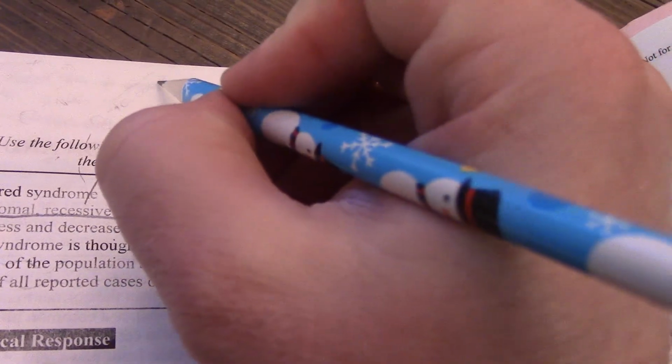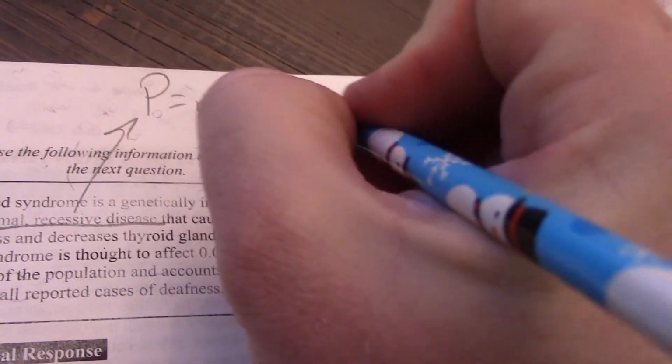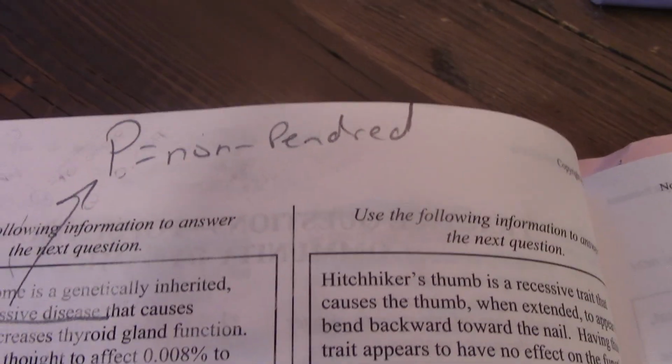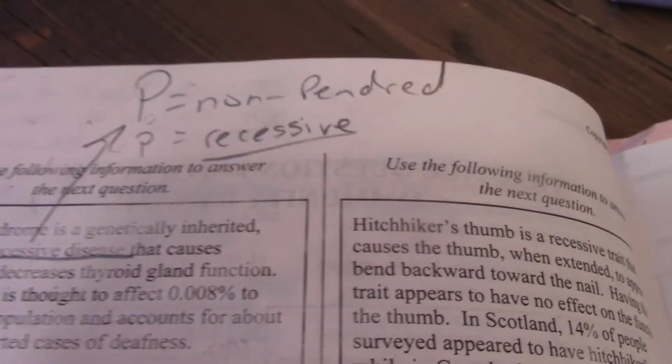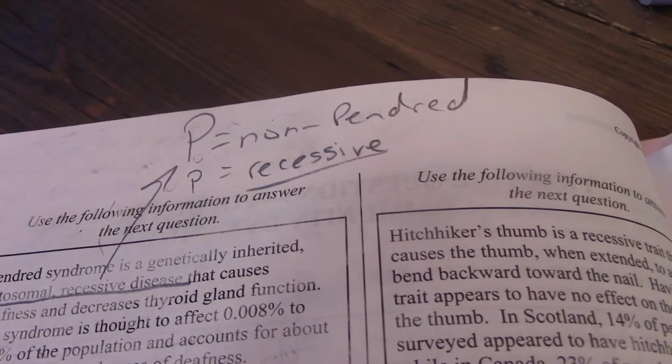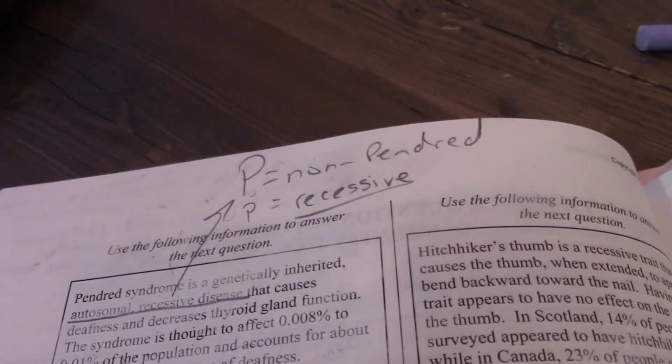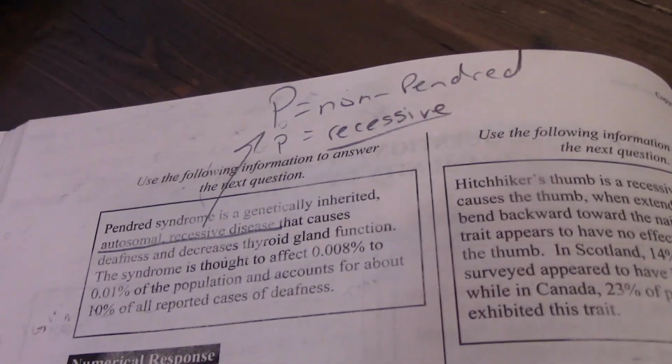So in order to have being recessive, if I look at, again, big P would be non-Pendred in this case. All right? If it's a recessive trait, then that means the recessive allele is the one that's going to give this individual the condition, right? So with the polydactyly question, the dominant allele actually gave the condition. In this case, it's the opposite.